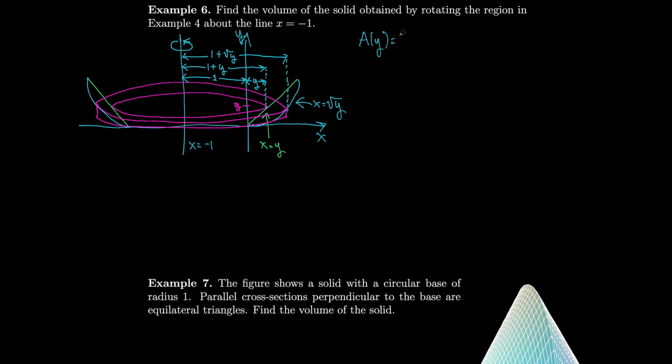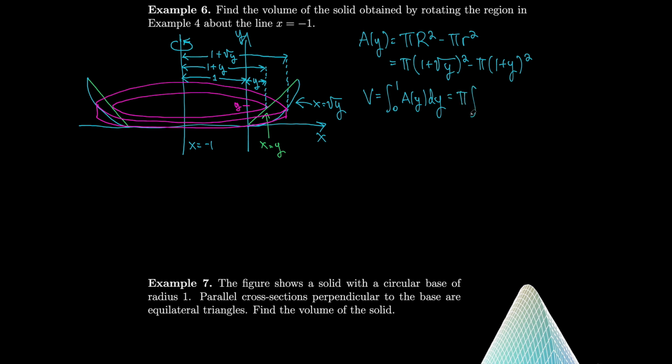The area of y will be pi times the big radius squared minus pi times the small radius squared, which is just pi times (1 plus square root of y) squared minus pi times (1 plus y squared). So our volume is the integral of this area function dy, because we're stacking them up vertically.